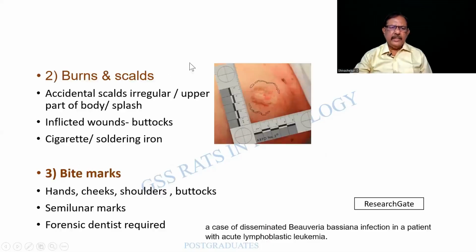Second one is burns and scars. So accidental scars are actually irregular, whereas inflicted wounds will be having a definite pattern. And cigarette burns or iron burns, you people will be knowing.